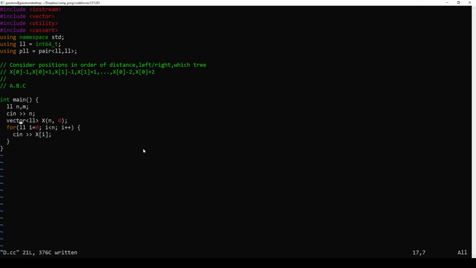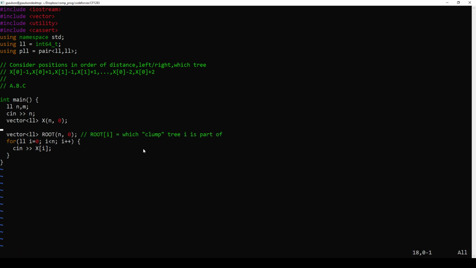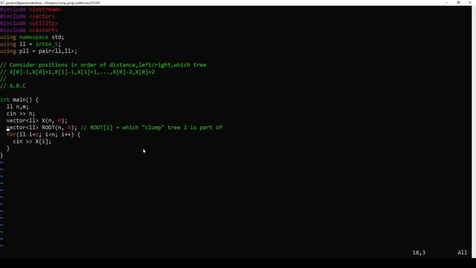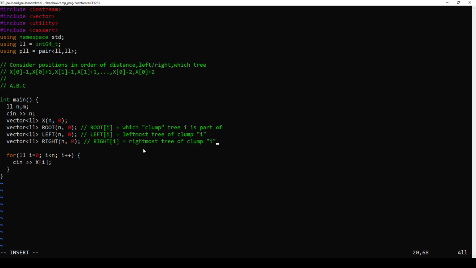Okay, so let's try that. I'm going to keep iterating over clumps. So there's going to be this, which clump pi is part of. And then you track these left and right vectors, which are the left and rightmost tree of a given clump.